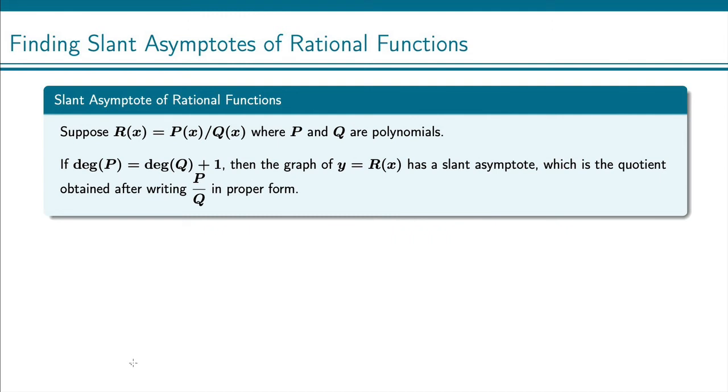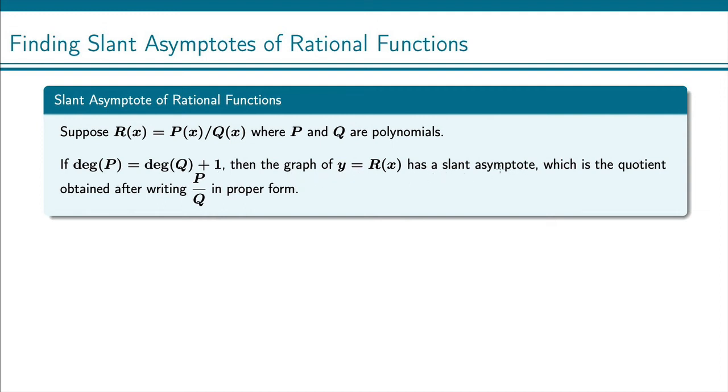Now the question is, how do we find slant asymptotes, or how do we find oblique asymptotes? And this comes down again to the degrees of the numerator and denominator. Now the first thing to know is what to look for to know that you'll even have a slant asymptote. And that is, if the degree of the numerator is exactly one more than the degree of the denominator, then the graph of the function will have a slant asymptote.